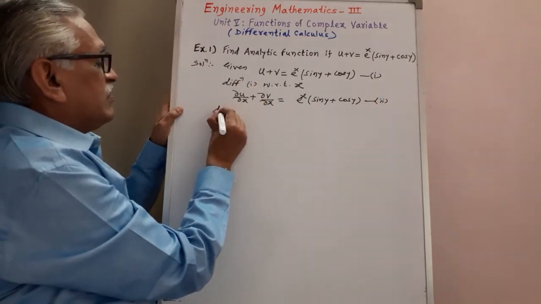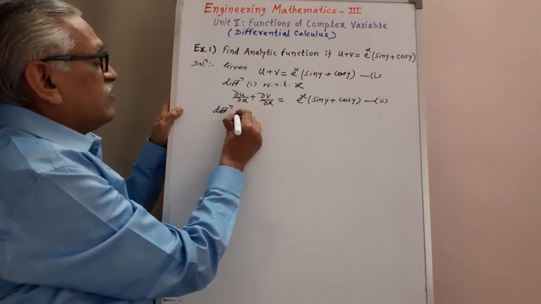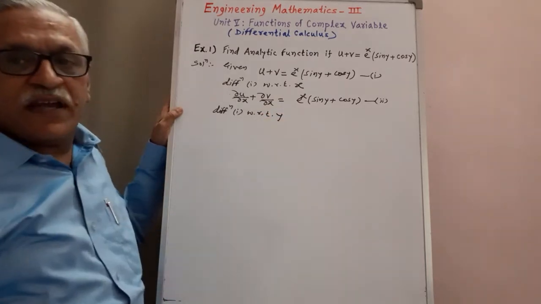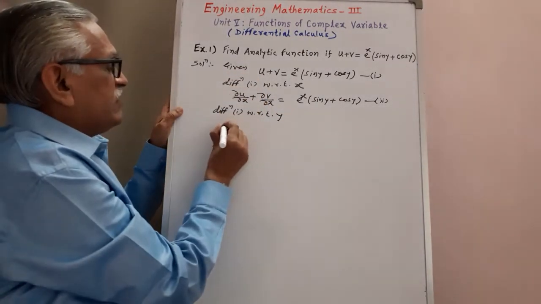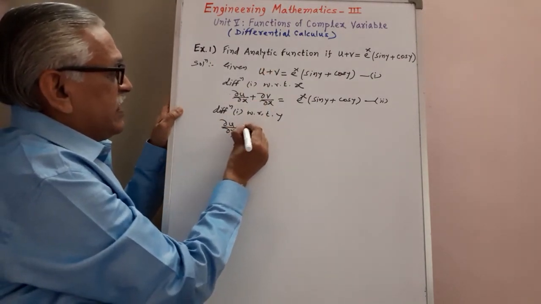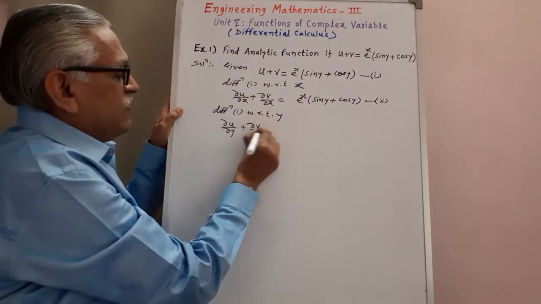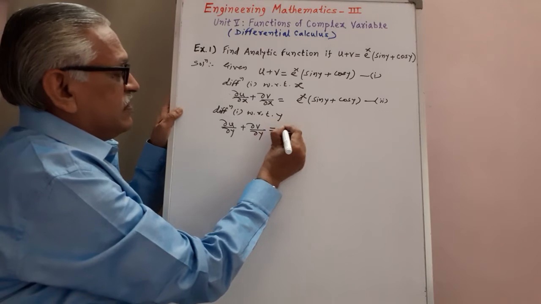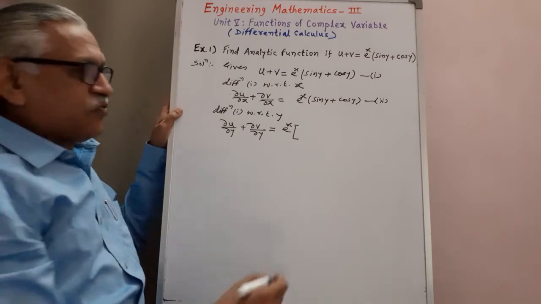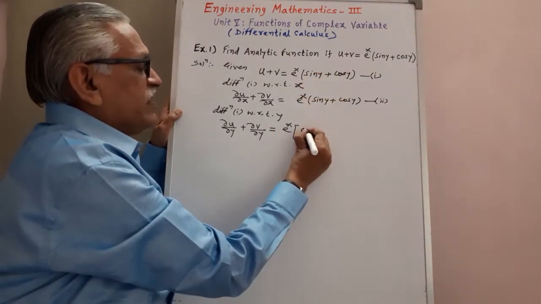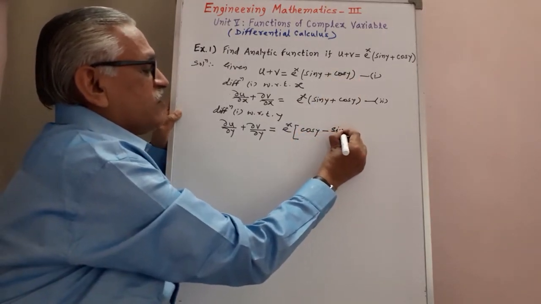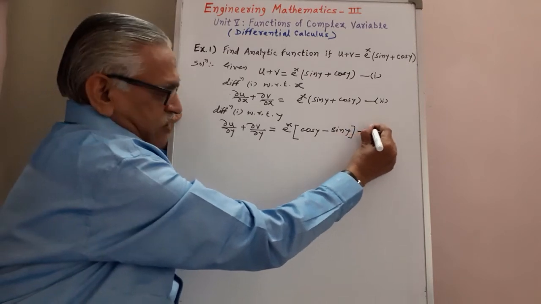Then differentiating 1 with respect to y, keeping x constant, we get the derivative of u with respect to y as dou u by dou y, and the derivative of v with respect to y as dou v by dou y. e raised to x is constant outside, and we differentiate sin y and cos y. The derivative of sin y is cos y, and the derivative of cos y is minus sin y. We call this equation number 3.